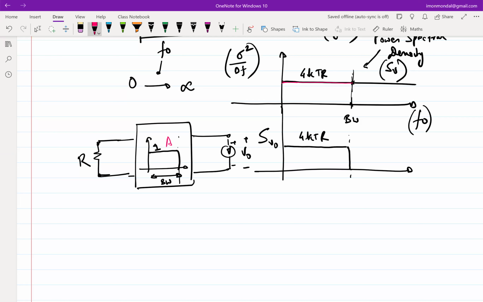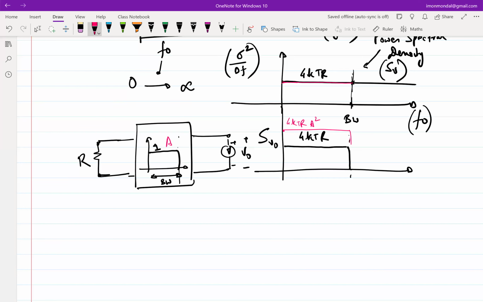Because while trying to figure out, essentially we are trying to figure out the mean squared voltage, right? So there is a squaring that has happened inherently. Which means that this will be 4 kTr times A squared, right? So if A is more than 1, you are going to get 4 kTr times A squared. Fine. So this is the power spectral density.